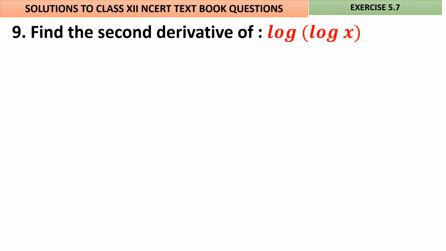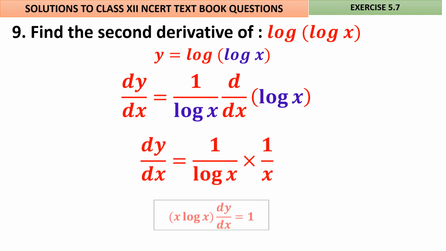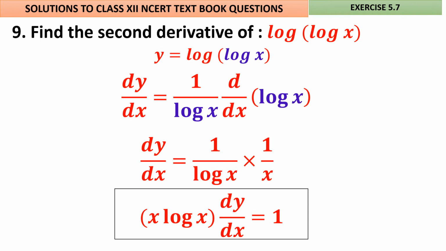Let us go for one more problem. y is equal to log of log x. What is the first derivative? 1 by log x into derivative of log x, which is 1 by x log x. But you can go for u by v formula once again. But if you cross multiply it, it will become a little bit simpler. Therefore, I am multiplying x log x to the left hand side. Therefore, the first derivative gives you the equation x log x into dy by dx is equal to 1.